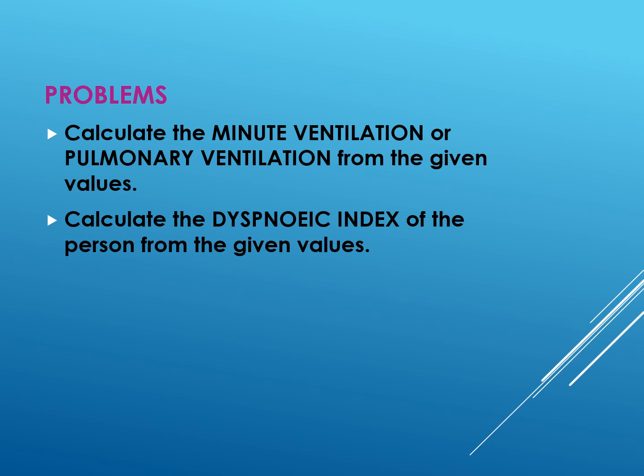Okay, the next question framing will be: calculate the dyspneic index or percentage pulmonary reserve of the person from the given values. So what is the formula for dyspneic index? It is MVV minus PV by MVV into 100.